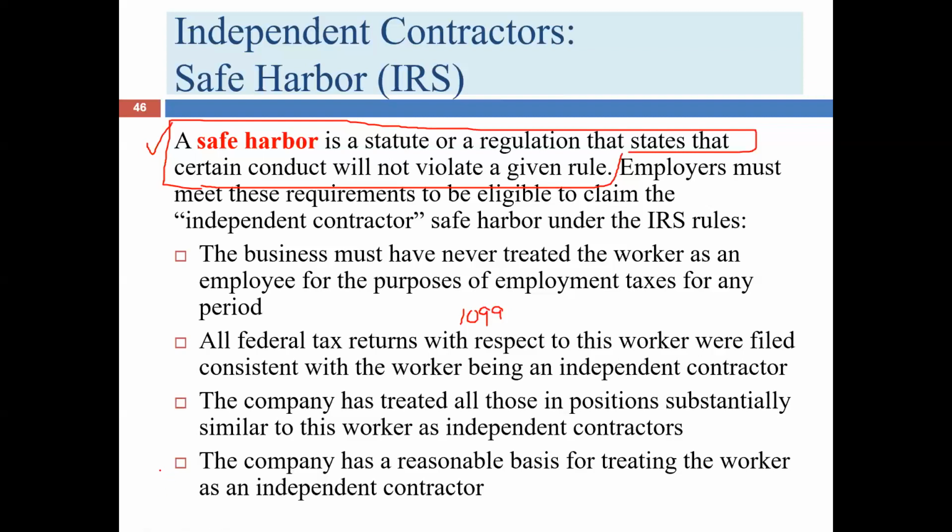And then this is the last one. And this one you might say, well, gosh, this is so vague. How does this create a safe harbor? And you raise a good point. The company has a reasonable basis for treating the worker as an independent contractor.